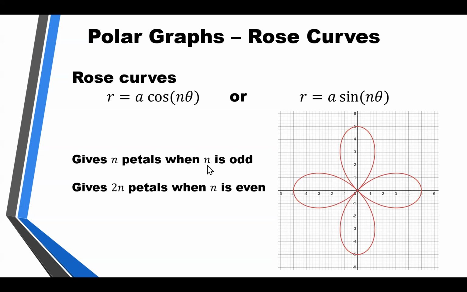So when n was 5, I got 5 petals. When n is even, I got double the number of petals. So when n was 2, I got 4 petals. When n was 4, I got 8 petals. Again, these are called rose curves, and they're very interesting graphs.